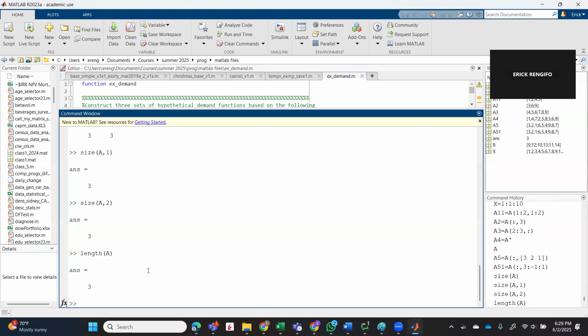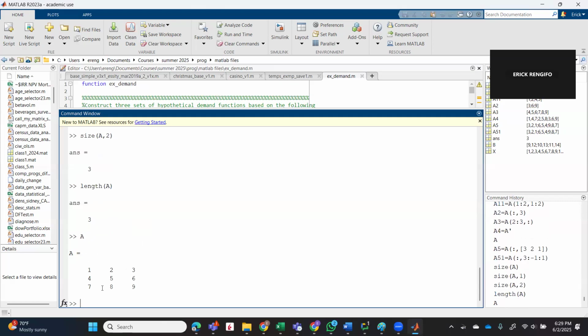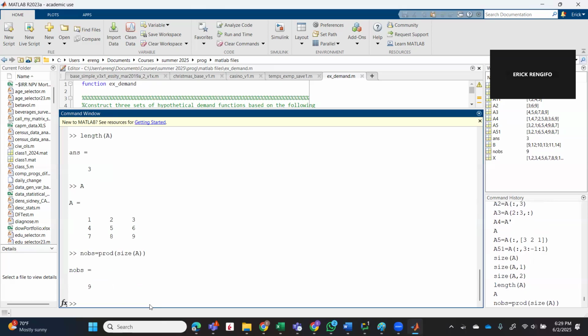Now, if you want to know how many observations you have in your matrix, how do you do that? Of course, my matrix A has 9 elements. Do you agree? How can I compute the total number of observations that I have in my matrix? Product. Yes, product of size of A. Because remember, what it will do first is what is in parentheses. Size of A is going to give me 3,3. The prod multiplies the elements of a matrix or a vector. So it's going to multiply 3 times 3, and then I obtain my 9.